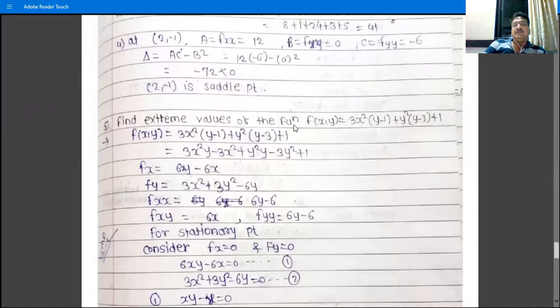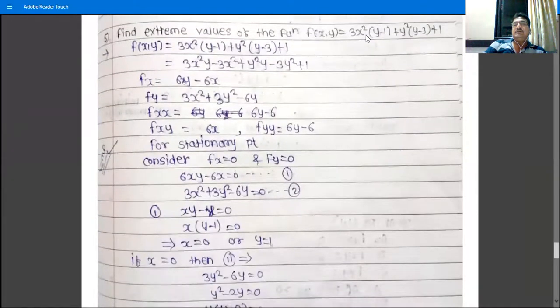Find extreme values of the function f(x,y) = 3x²y - 1, this function y² in brackets. So simplify this function first, because we have to find its partial derivatives with respect to x and y. So in order to find partial derivatives, simplify this function as this. That is we have this one, and then its derivative with respect to x: 6xy, then 6x minus 6x, the derivative is 0. Here write y into y² as y³.